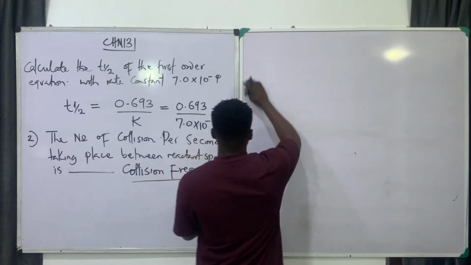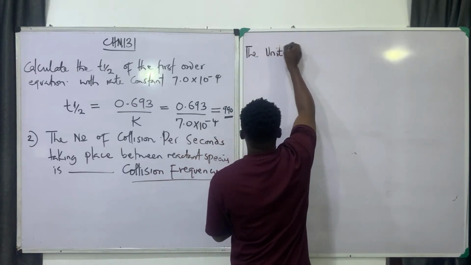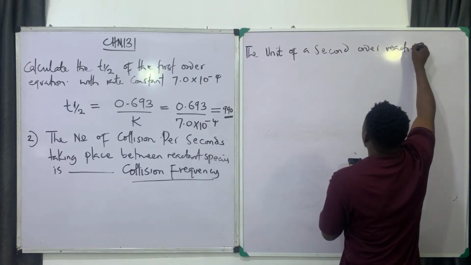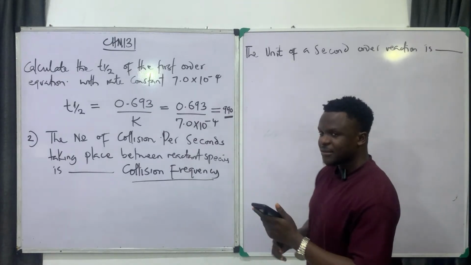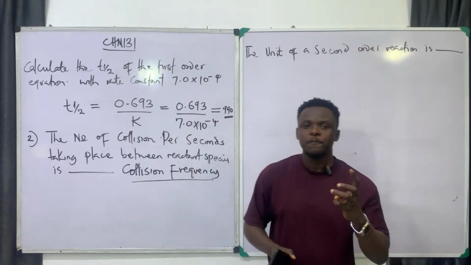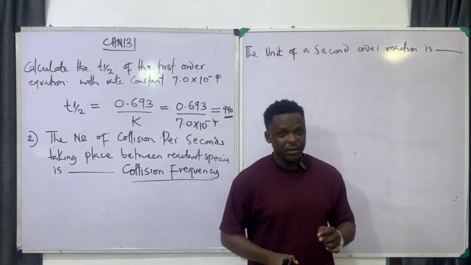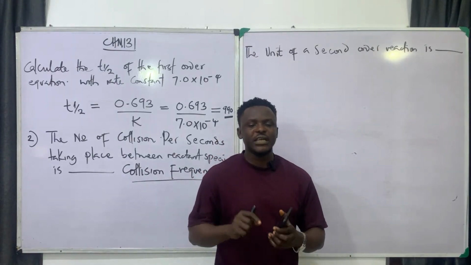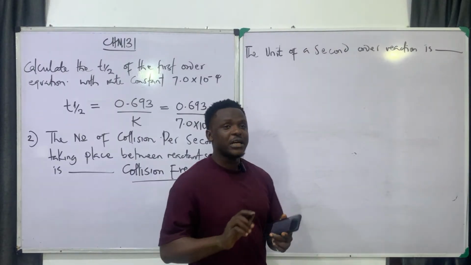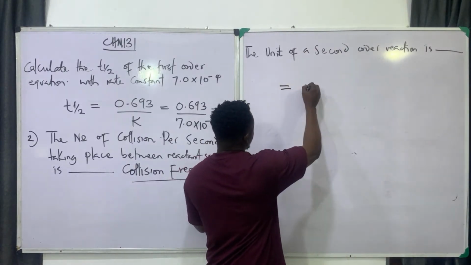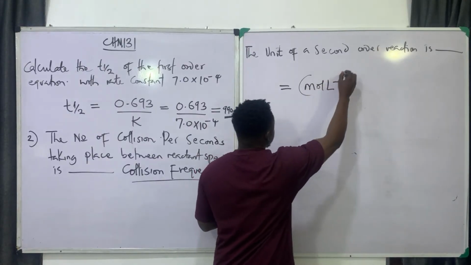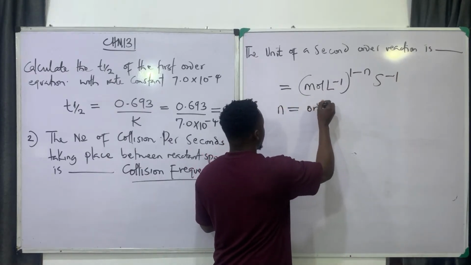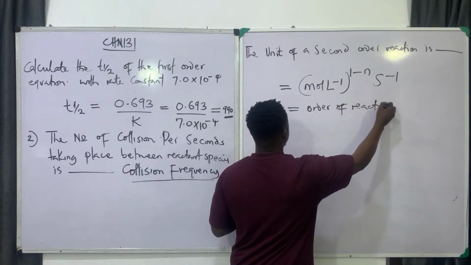Now remember that we have different orders of reaction. We have first order, we have second order, we have third order. Okay, now what is the unit of a first order? I'm going to give us a general formula. All right, so the unit of the rate constant for orders of reaction is equal to mole per liter to the power of 1 minus n per second, where n equals the order of reaction.